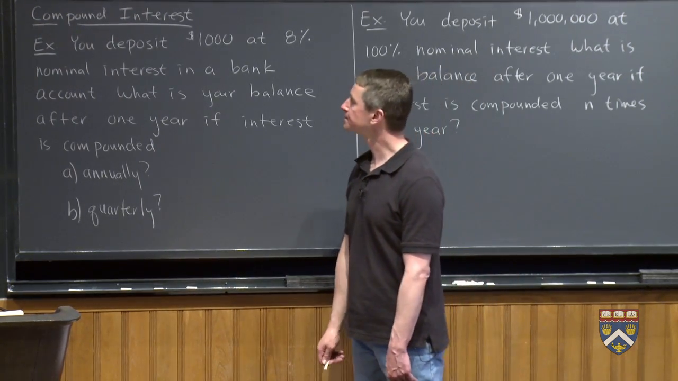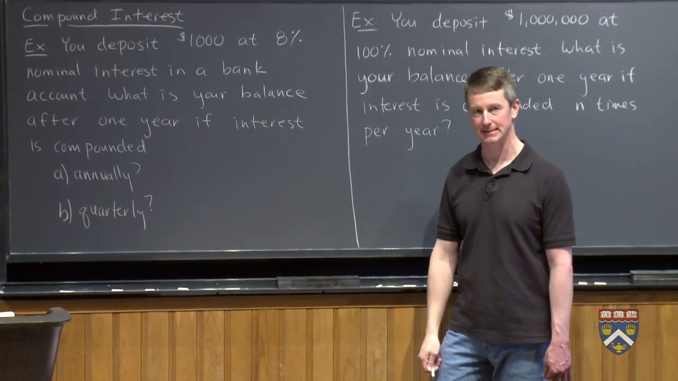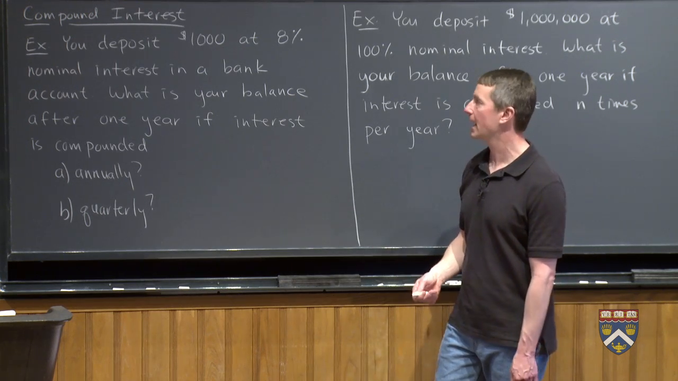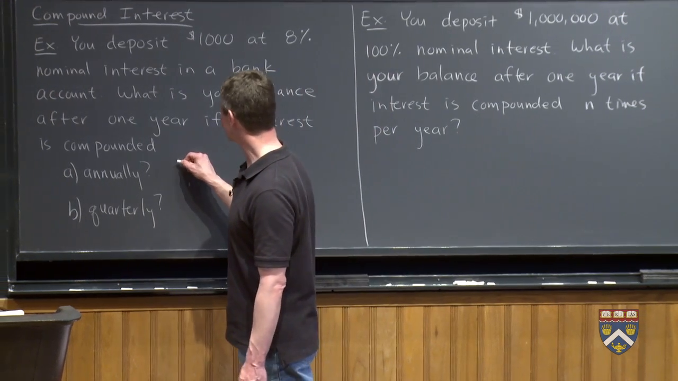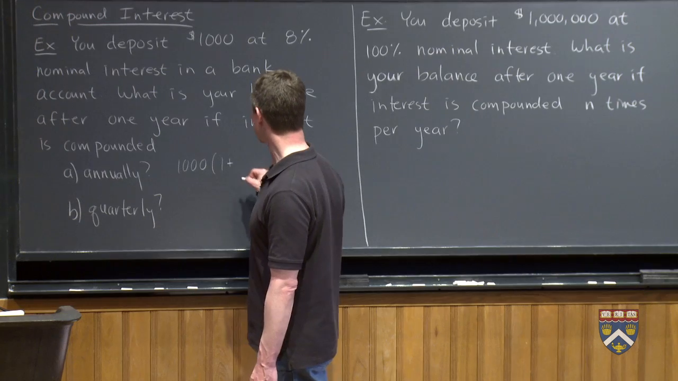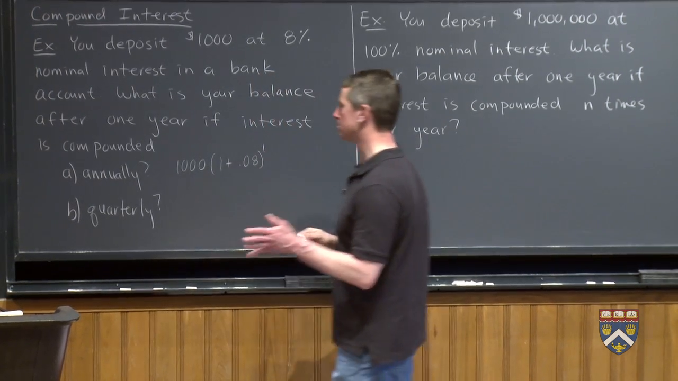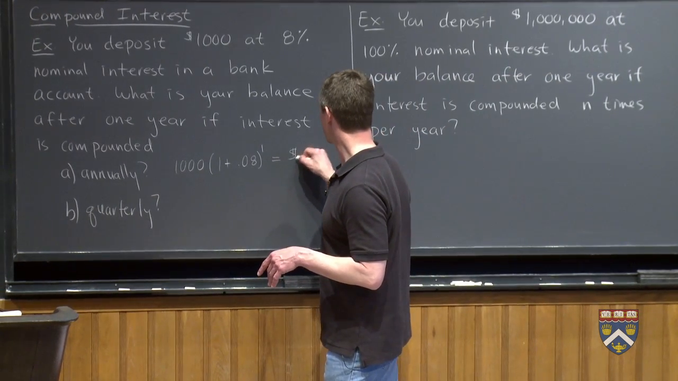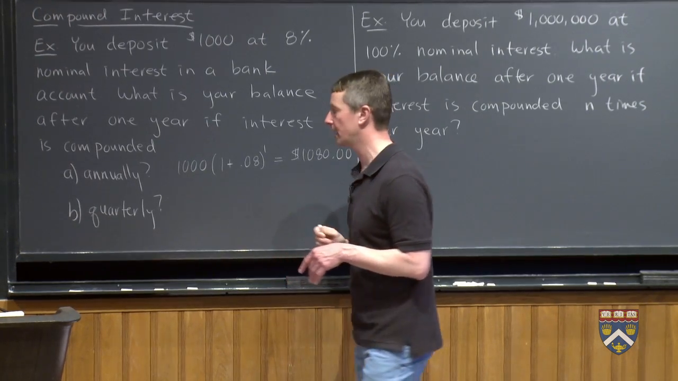So if it's compounded annually, you're just going to take your $1,000, you're going to earn 8% on it. 8% of 1,000 will be $80. So you'll have earned $80 and you'll end up with $1,080. One way to write that is you took the 1,000 that you started with, you took 1 plus the 0.08, and then you just multiplied it by itself one time, and you ended up with $1,080 exactly at the end of the year.